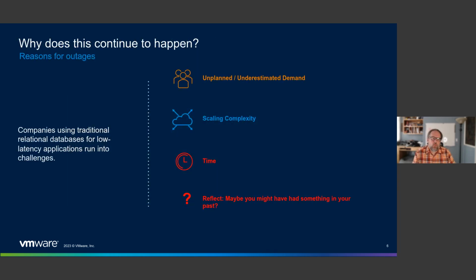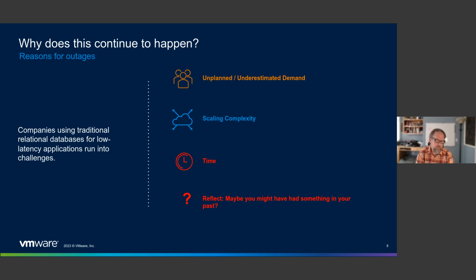So why does this continue to happen? Just the unplanned, unestimated demands. Sometimes you just need to scale out, and sometimes scaling a data system isn't as easy as, say, the app tier, where I can just throw in another Tomcat instance, or say CF scale, or increase your stateful set in Kubernetes. So sometimes it's not as easy on the data backend. Hopefully you start thinking about choosing a data backend that can scale, and even thinking about scaling complexities.